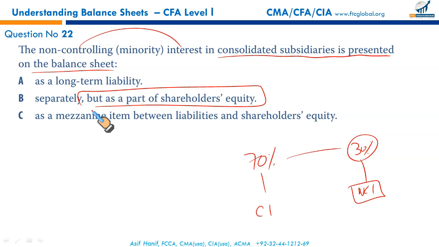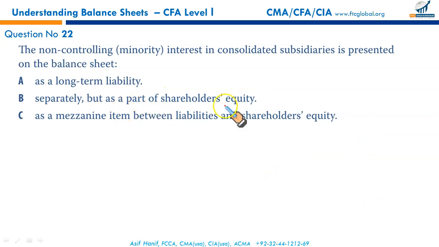Just like we report our treasury stock separately as an unallocated reduction. So this non-controlling interest is reported within the shareholders' equity section. Statement of change in equity. So this is the right option.